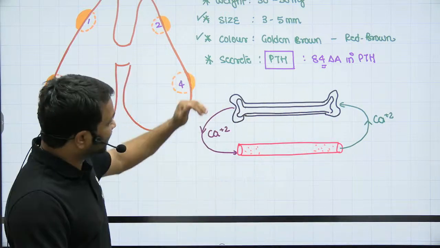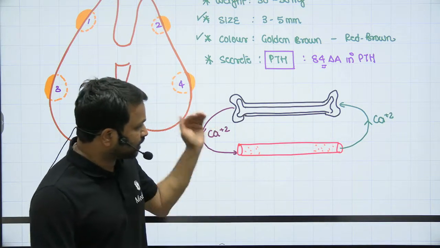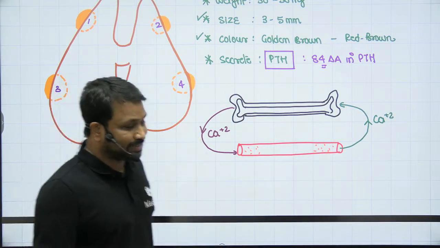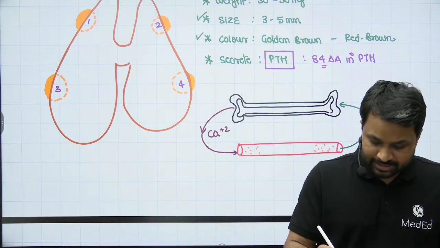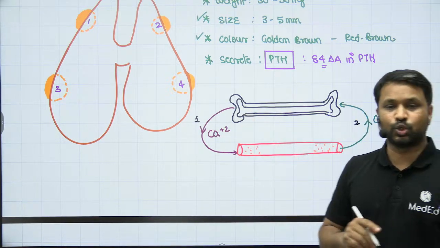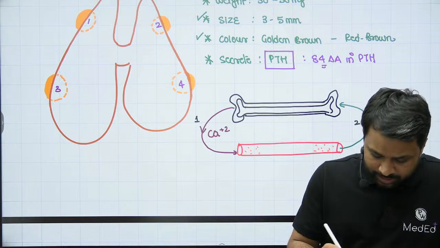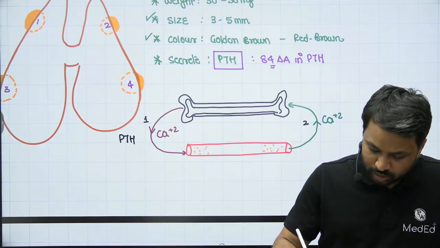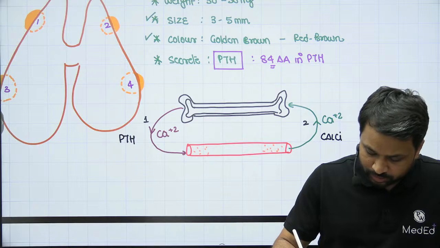One hormone is bringing the calcium from the bone into the circulation. Another hormone is taking the calcium from the circulation and giving it back to the bone. What is this hormone? I'll say this is hormone number 1, this is hormone number 2. So which is 1, which is 2? Remember, 1 is your parathyroid hormone and 2 is your calcitonin.